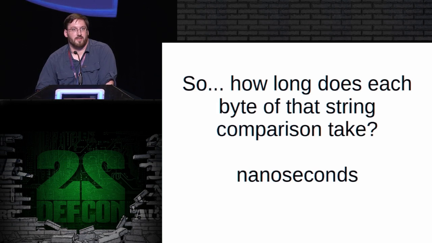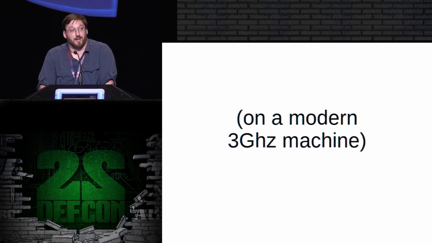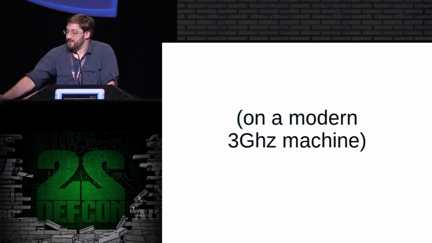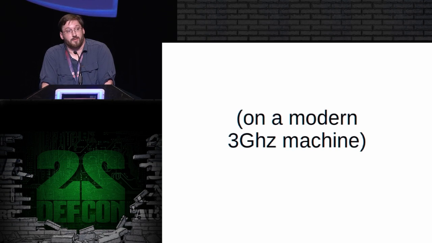So the string comparison timing difference that I talked about earlier is on the order of nanoseconds, but that's on a 3 gigahertz machine. This device down here is only 120 megahertz. It's running a little embedded processor. It doesn't do multiprocessing. It is not very smart.